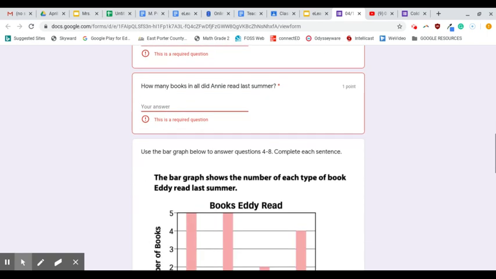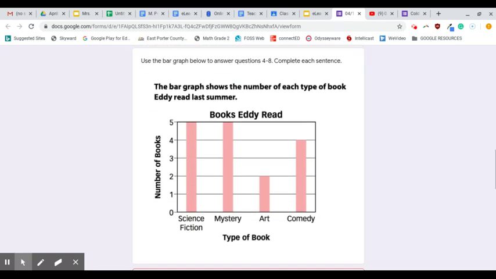All right, let's move on to the next graph. This is a bar graph. The bar graph shows the number of each type of book Eddie read last summer. We have science fiction that went all the way up to line 5. Mystery went all the way up to line 5. Art went up to line 2. And comedy went up to line 4.